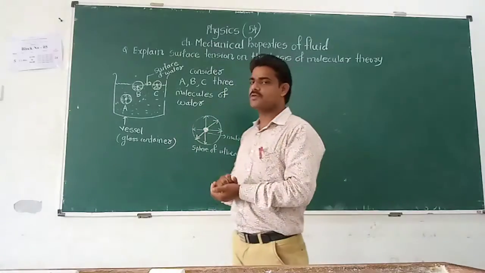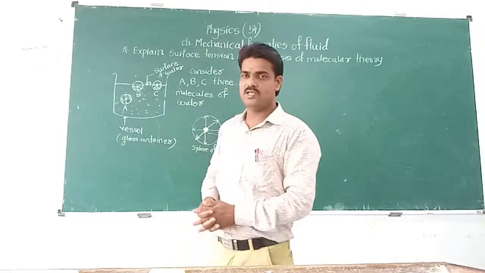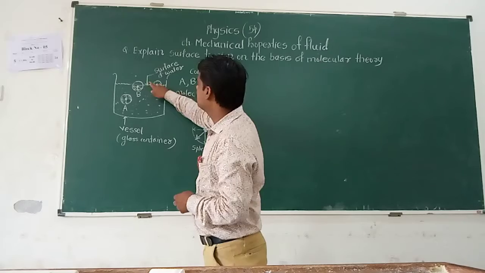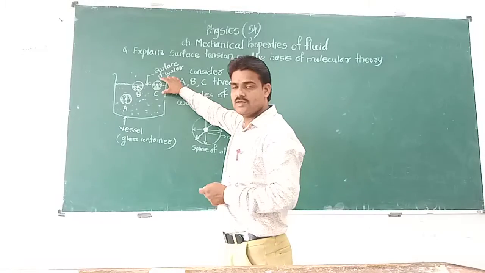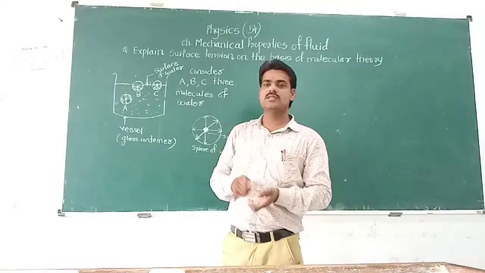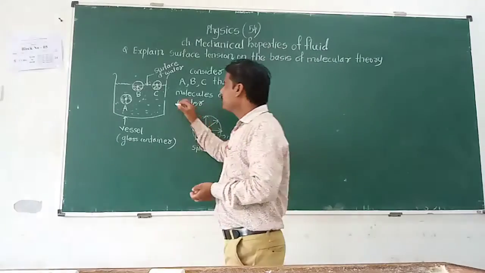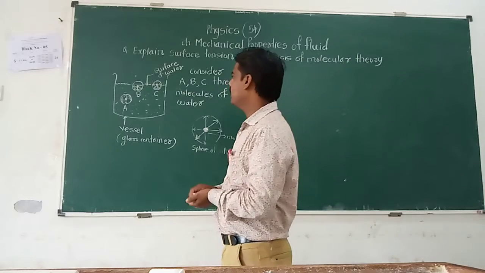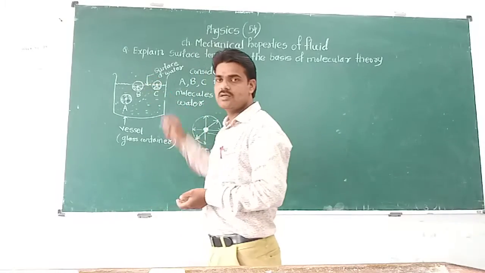This is a very important question for the exam: explain surface tension on the basis of molecular theory. Now the important point here is that the molecules present on the surface of the water have maximum potential energy, and the molecules below the surface of the water have maximum kinetic energy. As the property of surface tension is to contract and reduce surface area, some molecules present on the surface of the water come downward.